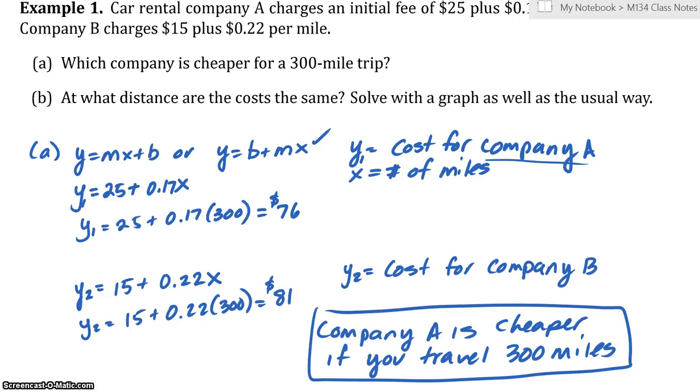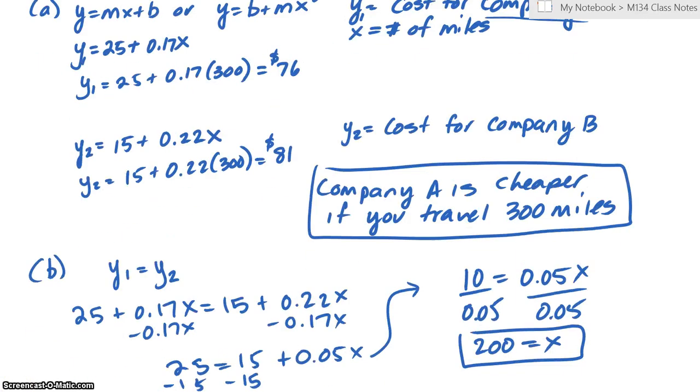Before we answer that question, let's look at part B. At what distance are the costs the same? It says solve with a graph as well as the usual way. So see if you can try this. Pause it and see if you can get where company A and company B are the same. Did you get an answer? Well, here's what I got.